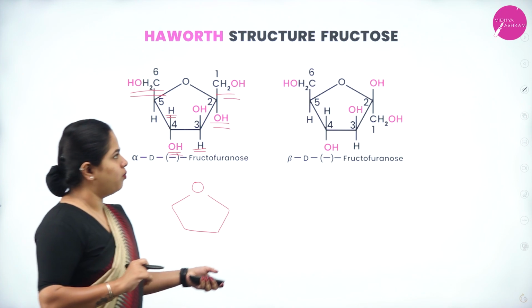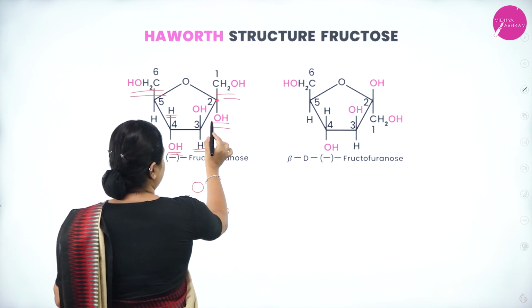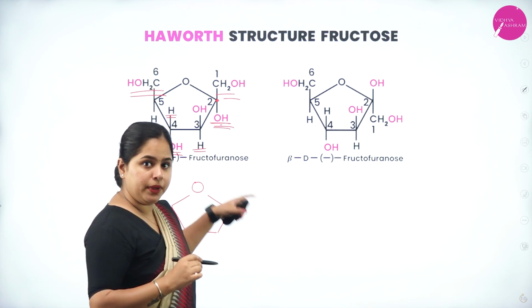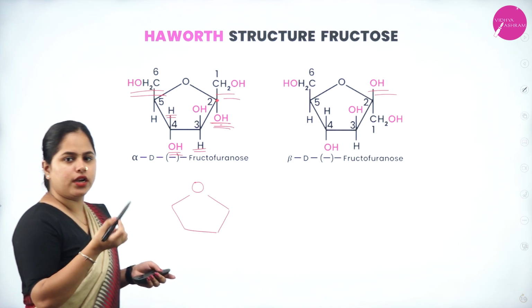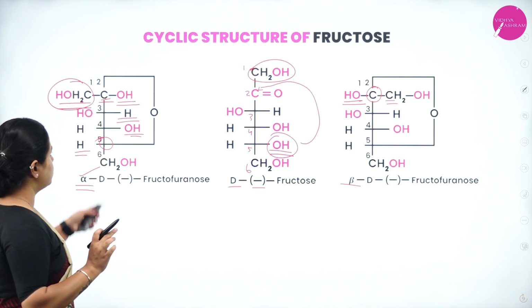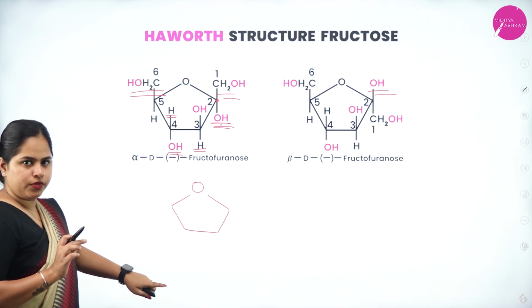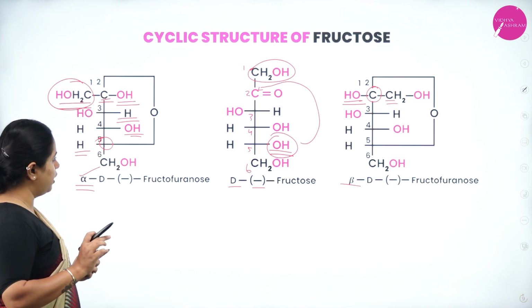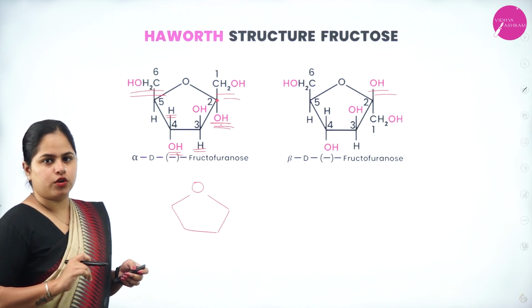So the beta form, what is the difference here? You can see on the second carbon atom, you can see the difference. The hydroxyl group is shown below, and here the hydroxyl group is shown above. So from that itself, you can identify whether it is alpha or beta. So the same way we have done for glucose, whatever groups are present on the right side, we are going to write it below, and whatever groups are present on the left, we are going to write it above. So this is the Haworth structure of fructose.